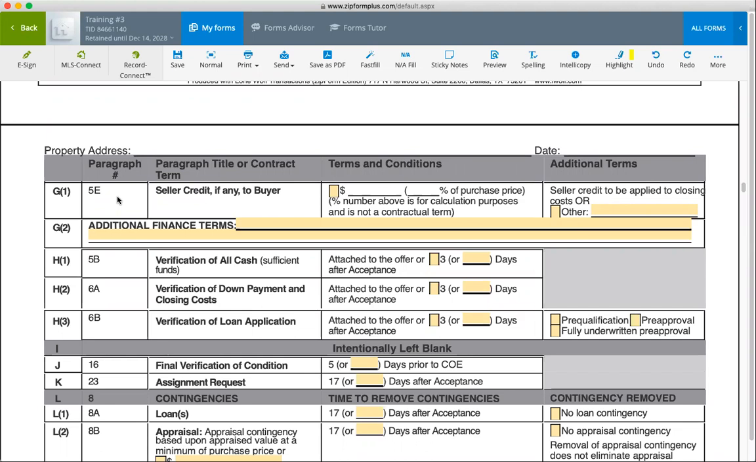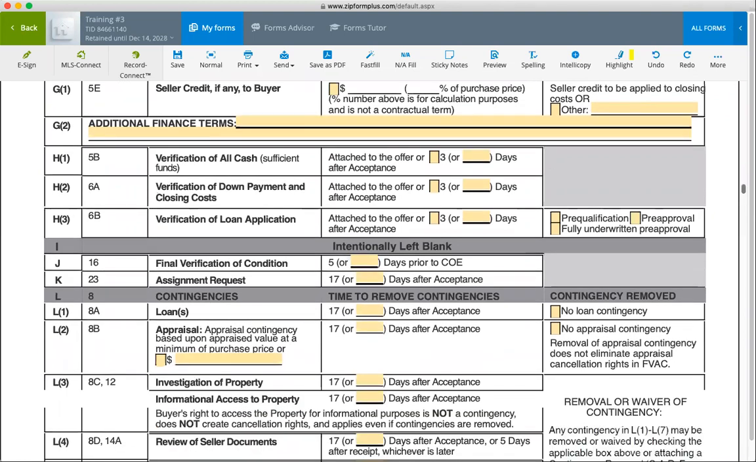So you should be clear, if you're going to be asking for a credit for the buyer in this paragraph, you should be working closely with the buyer's lender to see what would be allowed under the loan terms. And then additional financing terms, I can't think of what that would be right off the top of my head, but that's where you would put it if there are any additional financing terms.